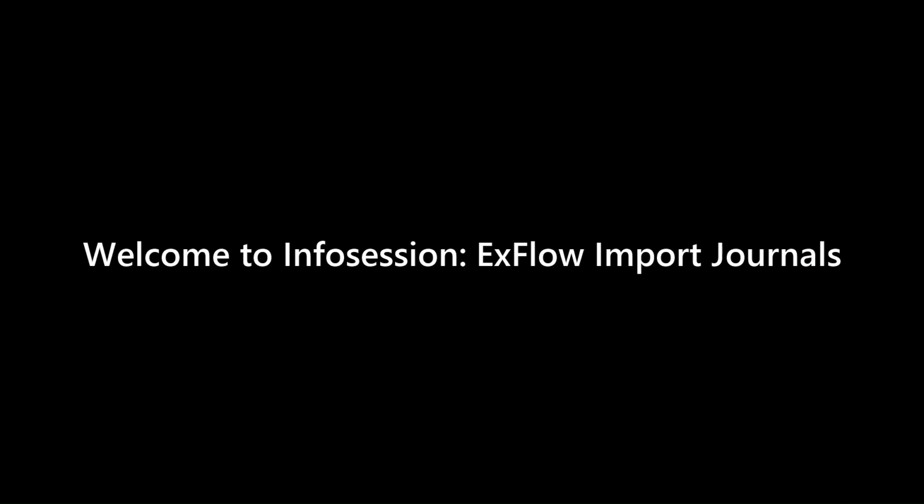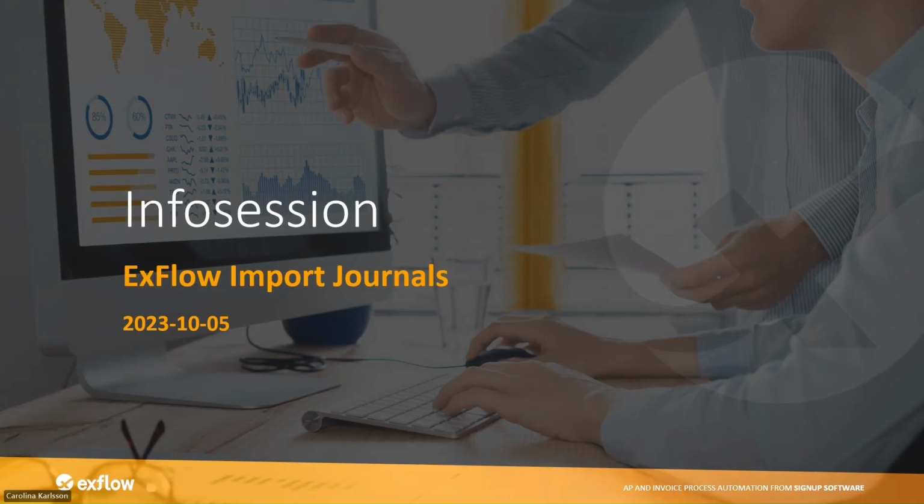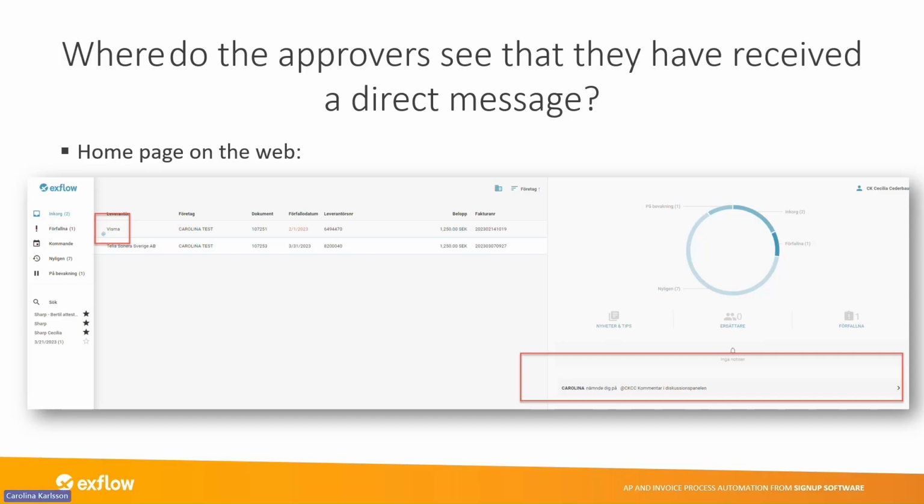So let's go back to the PowerPoint. Here, we spoke about where you can see the messages in BC. This is where your users can see it on the web. They will see a little icon here if they have one, and they can also see it here on the first page. If they click on the arrow over here, they can also see old messages, for example.